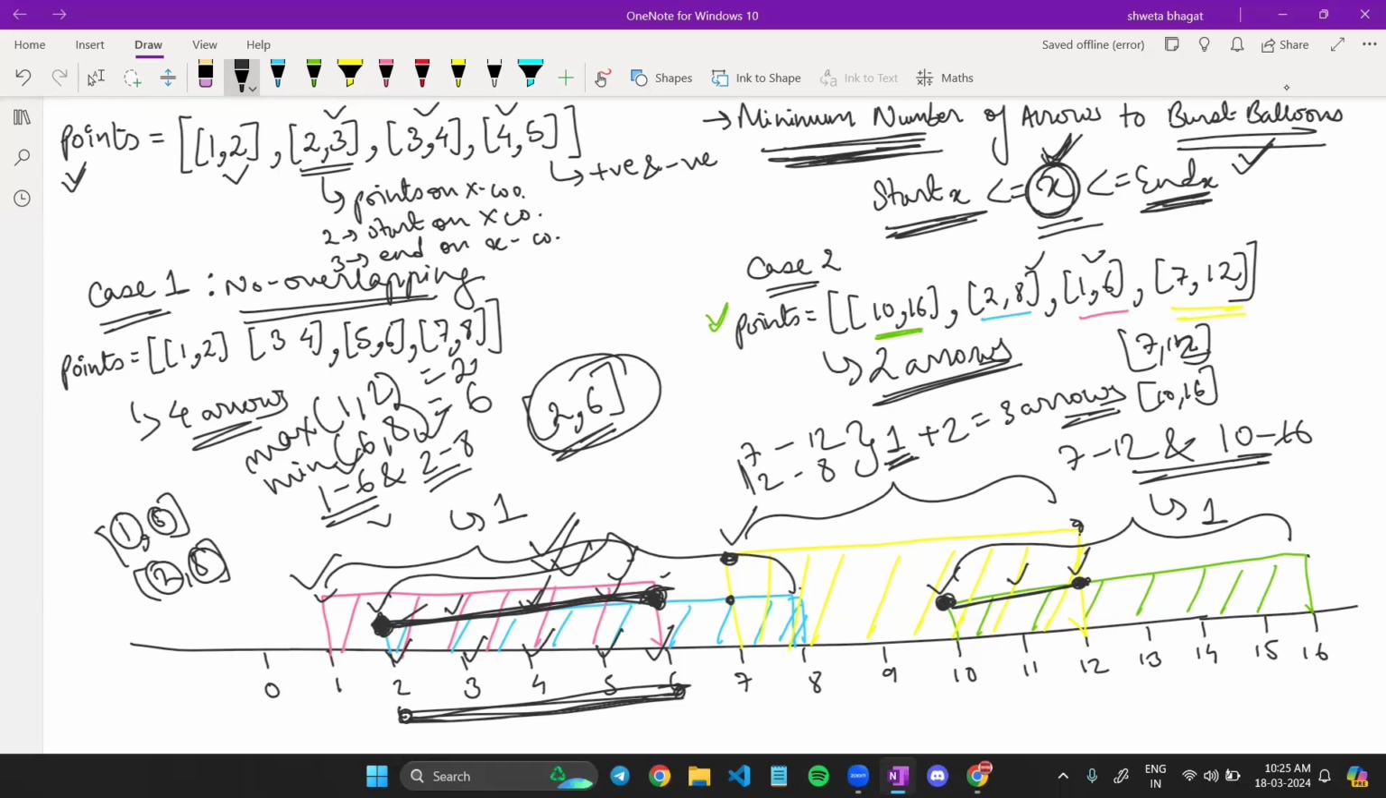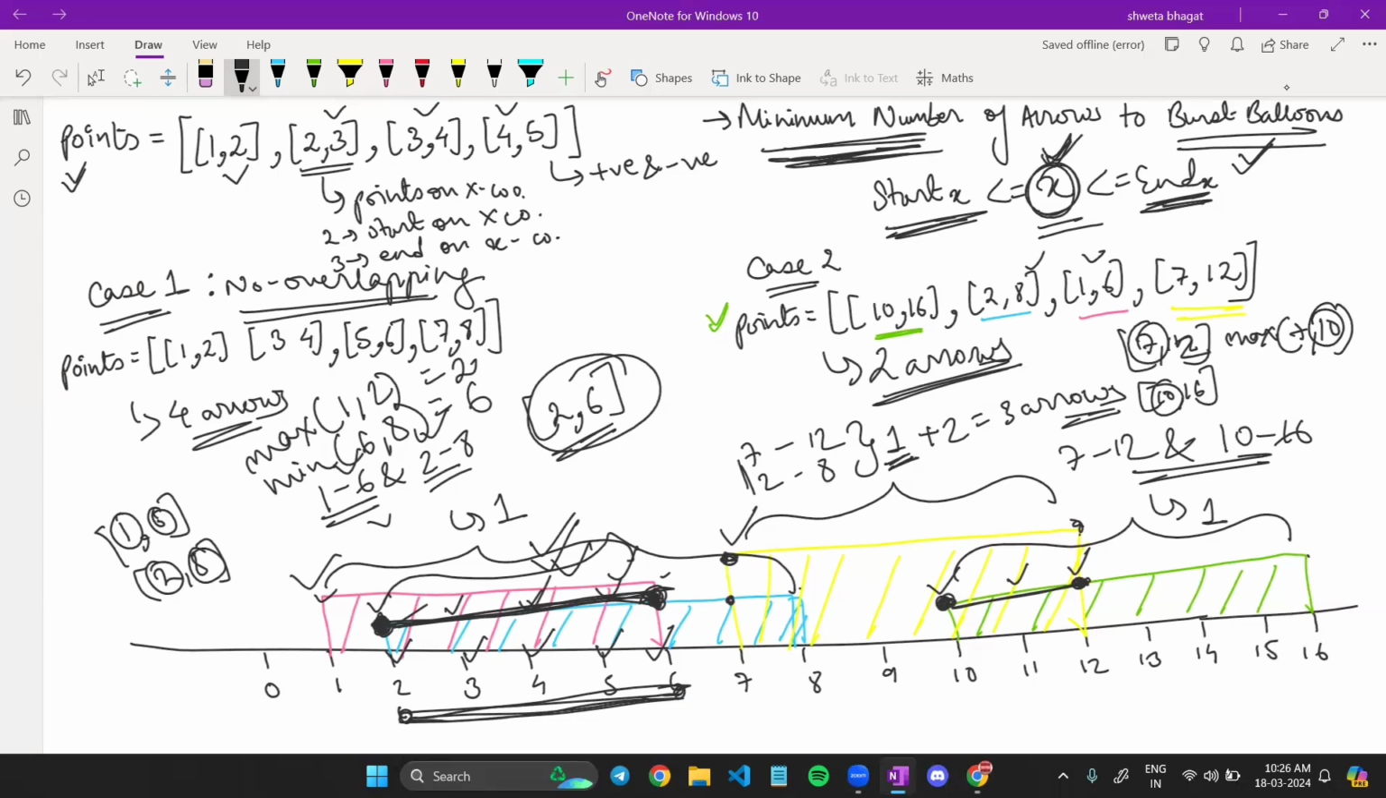And at which interval should we shoot? So let's find the start of the interval where we should shoot. How will we find the start? We are going to find the start by finding the max of the start of these two. That is the max of 7 and 10. So what would be the max of 7 and 10? The max of 7 and 10 is 10.